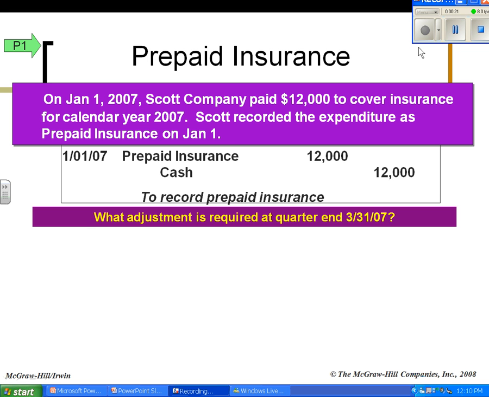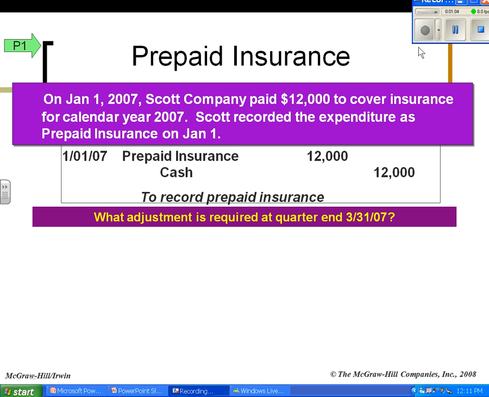Here on January 1st, 2007, Scott Company paid $12,000 to cover insurance for the calendar year 2007. Like I said, your deferrals are usually incurred in the beginning part of your year, but are they true expenses yet? Scott recorded the expenditure as prepaid insurance on January 1st. Those are journal entries. You've learned this in chapter 2. So on January 1st, 2007, Scott Company is going to record this prepaid insurance, an asset account, for $12,000, and then reducing his cash, so he'll credit cash by $12,000.